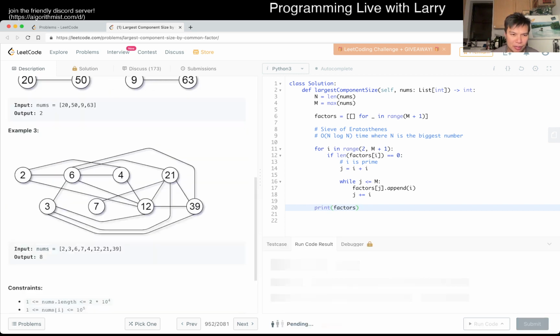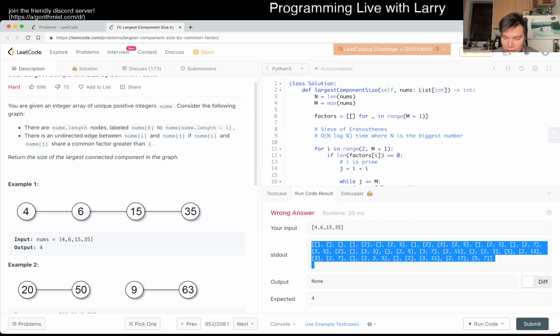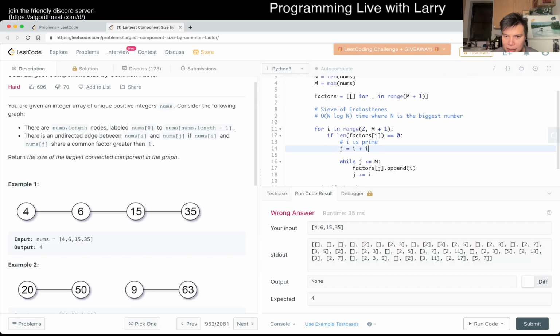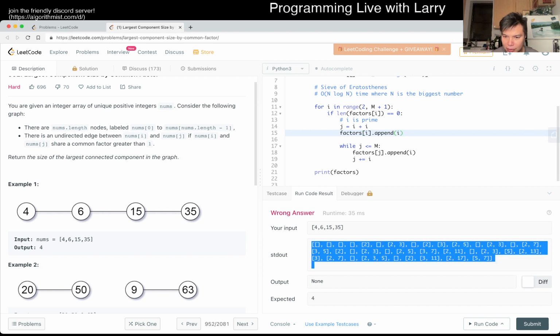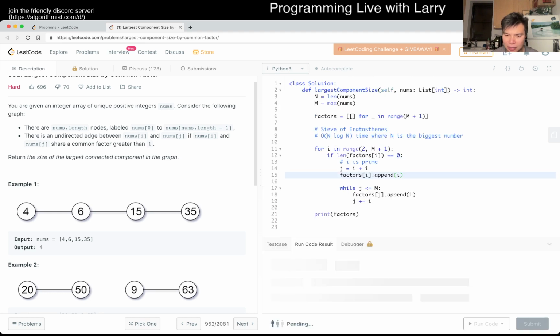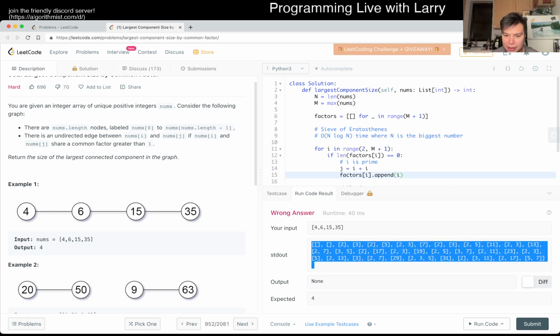What goes up to 35 on a sieve? So 0, 1, 2. I think I have to do something like factors sub I is equal to, we have to append I, because we have to do 2, 3, 4. Okay, yeah, it's because it should have itself. I think there's another way to represent this, by the way. But this looks good conceptually.